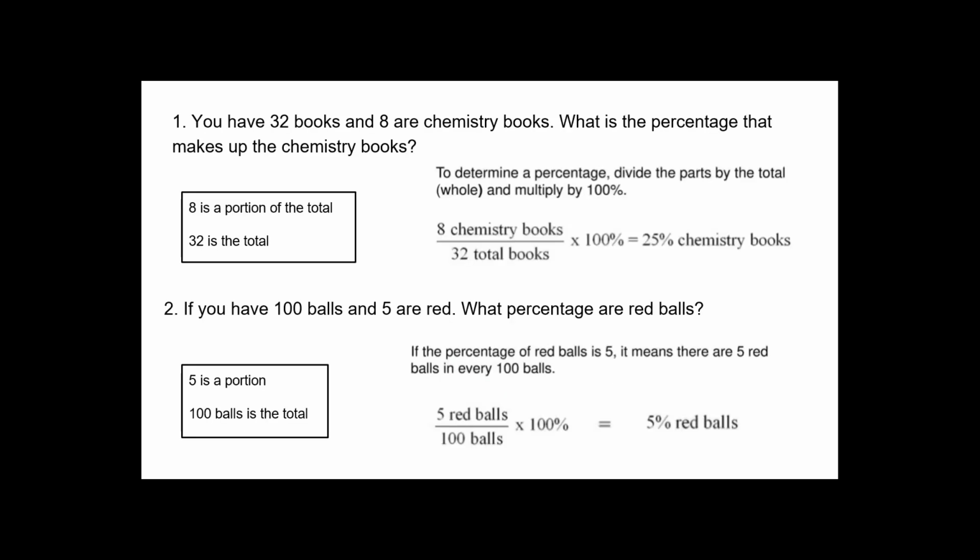So here we go. Here are some examples to help you understand. You have 32 books and 8 are chemistry books. What is the percentage that makes up the chemistry books? So we want to know, out of the whole 32 books, what is the percentage that are strictly chemistry books? So you need to learn how to pull out the information.